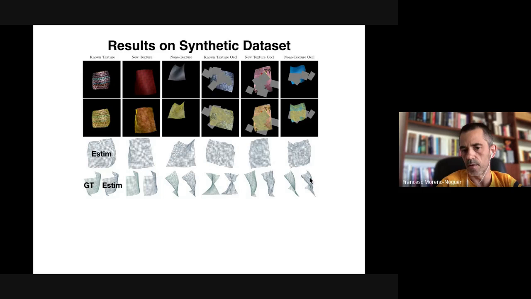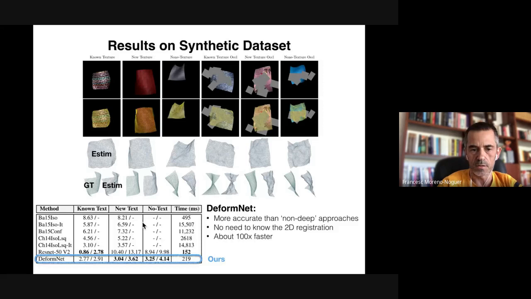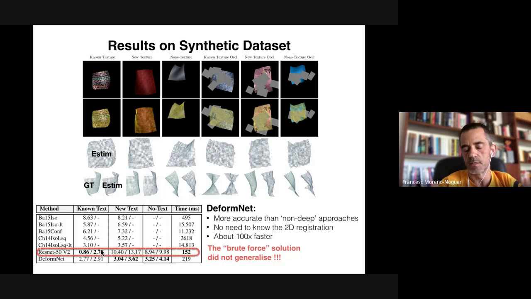And here we compared with other methods. The first five methods are non-deep learning methods, all right? And then we improved on them, not that much, but the most important thing is that at inference time, we could get the 3D about 100 times faster. And also, what's interesting here is that we evaluated our method with a simple ResNet. So instead of reasoning with the different branches that I mentioned, we just took a ResNet that tried to infer the 3D coordinates of the vertices from the 2D image. And this, which we call the brute force solution, did not work at all. So it completely failed. So it means that introducing the reasoning inside the network did help.